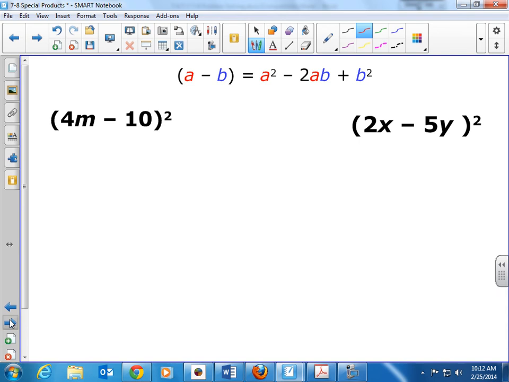So let's apply that. I'm going to first, I see that it's a difference here.